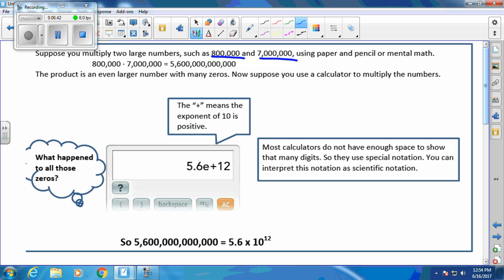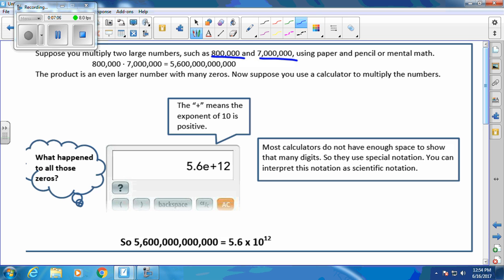Most people would say mental math, well, since I have all those zeros, I would just multiply 8 times 7 to get me 56, and then count up the total number of zeros and attach that onto the 56. So that's one way that you could do this. If you were to actually put 800,000 times 7 million in your calculator, it won't fit. There aren't enough digits to display all of those numbers.